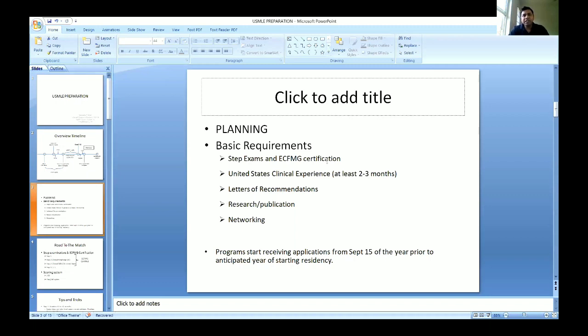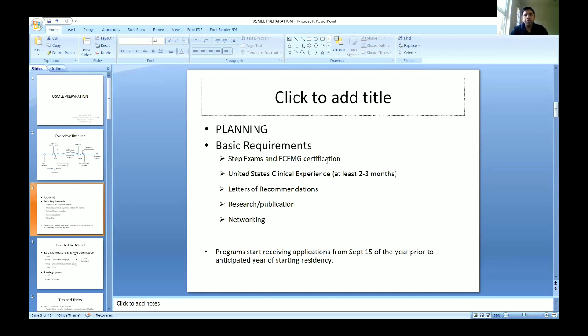It basically consists of step exams, which is Step 1, Step 2 CK, Step 2 CS, Step 3, and then United States clinical experience, which has to be at least 2 to 3 months, or even more than 2 to 3 months, then it's better for us. Then we also need to have a letter of recommendation. That is one of the requirements from the programs to apply. We also need to have research or publications as much as possible.